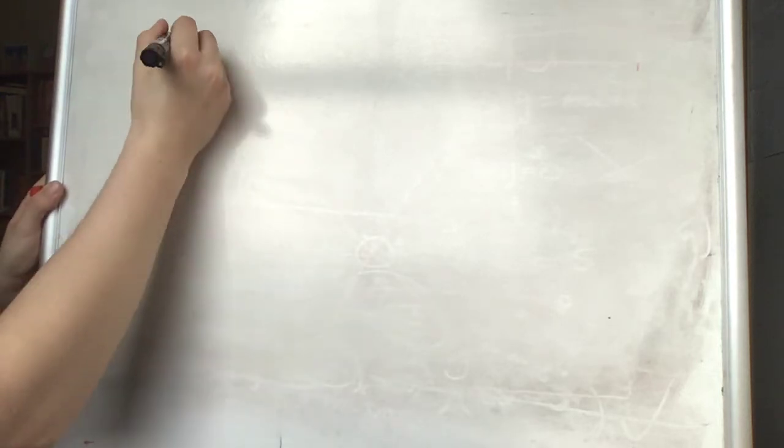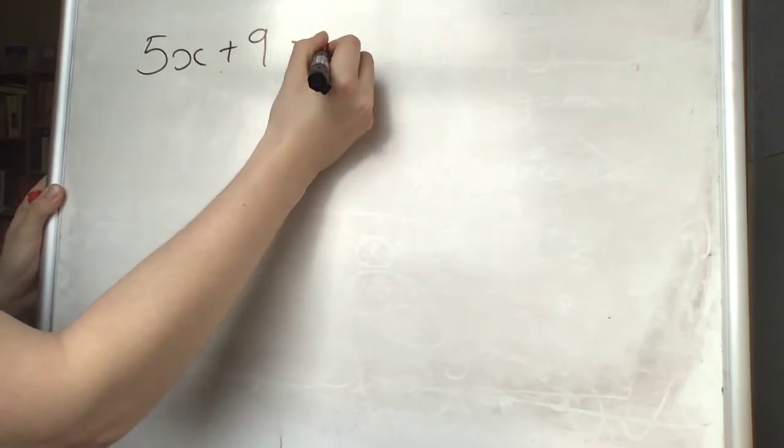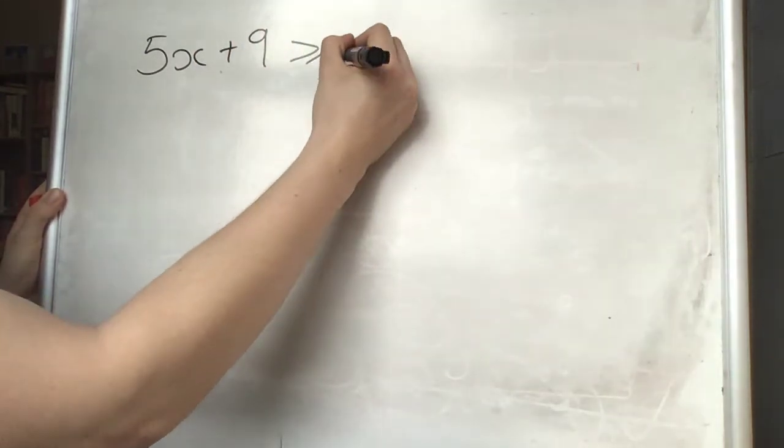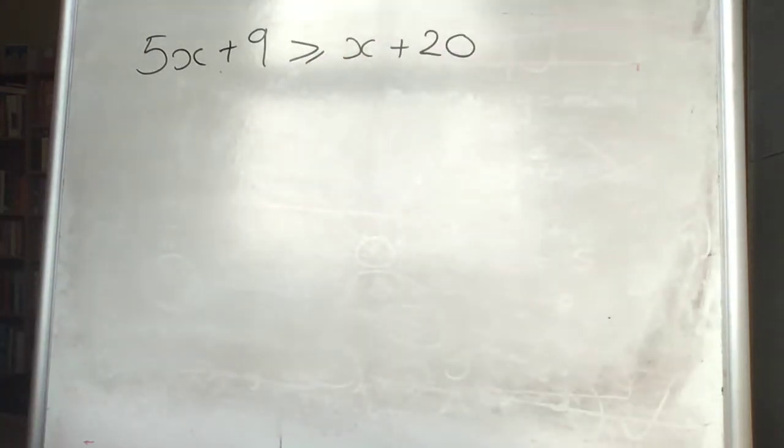In this video, we're going to be looking at linear inequalities. The solution of an inequality is the set of all real numbers x that makes the inequality true. So let's look at an example. If we have 5x plus 9 is greater than or equal to x plus 20, and we want to find the set of values for x for which this is true.